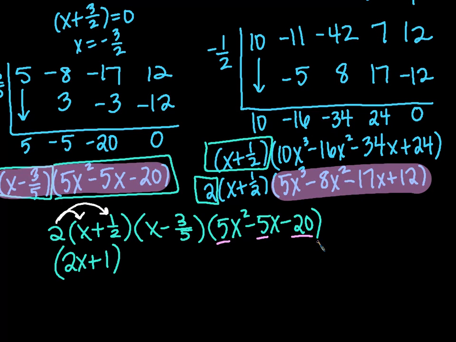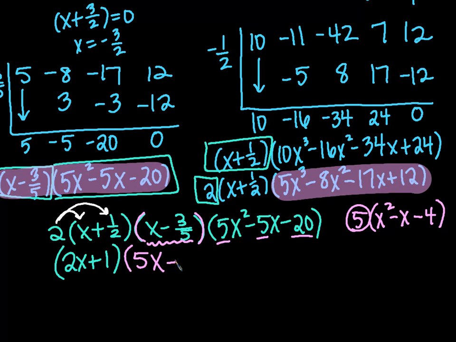So if we factor out a 5, we're going to be able to then distribute that 5 to this set of parentheses here. So if we factor out a 5 and we're left with x squared minus x minus 4, we can take this 5 and distribute to this set of parentheses. So what will that give us? 5x minus 3. And then we'll have this trinomial as our last factor. So we'll have x squared minus x minus 4.